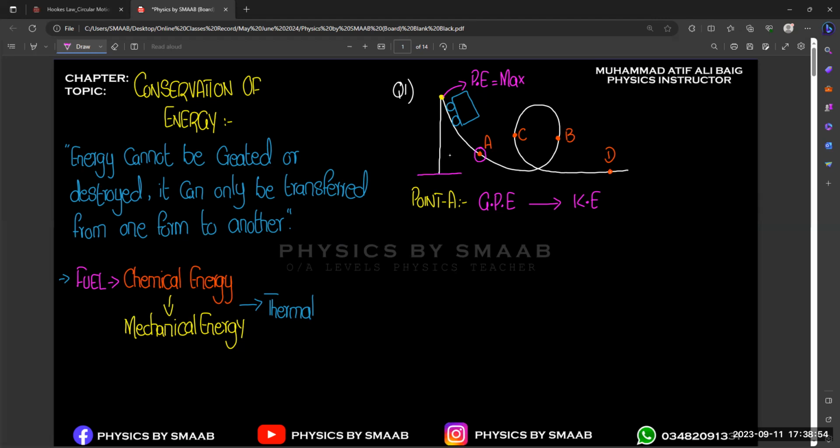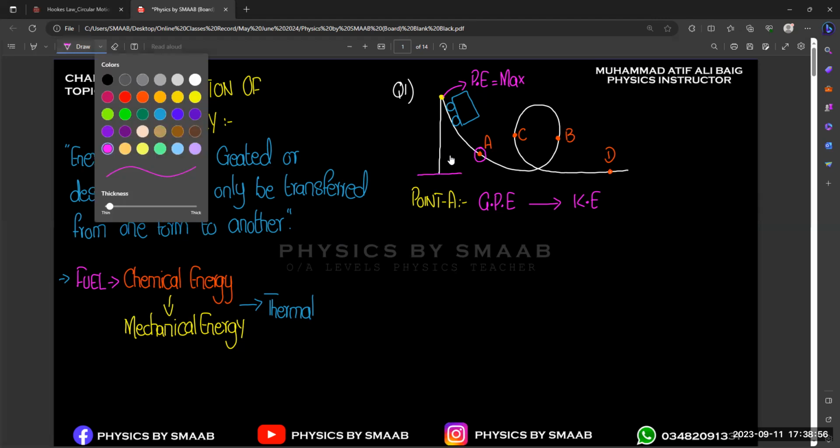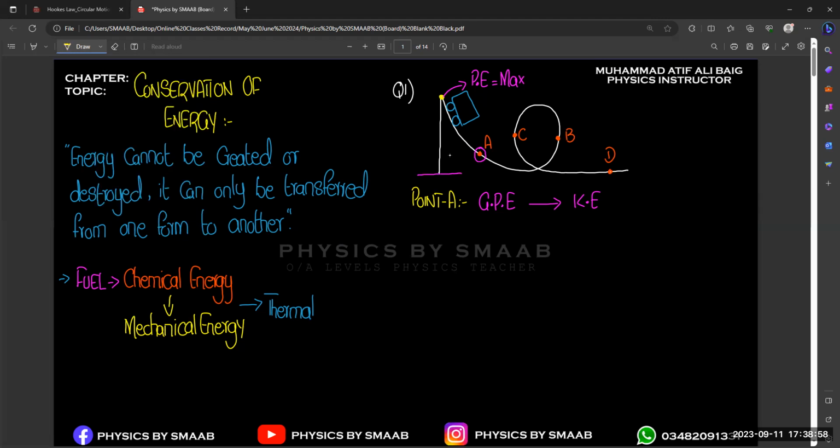And next, if we talk about point B, what type of energy or conversion of energy takes place?